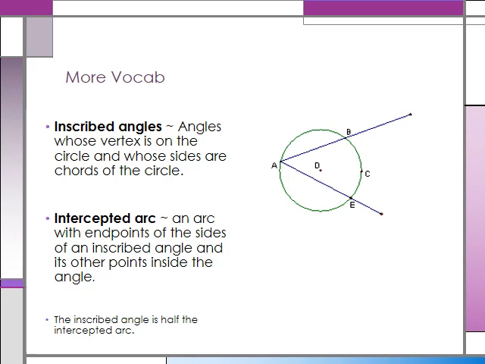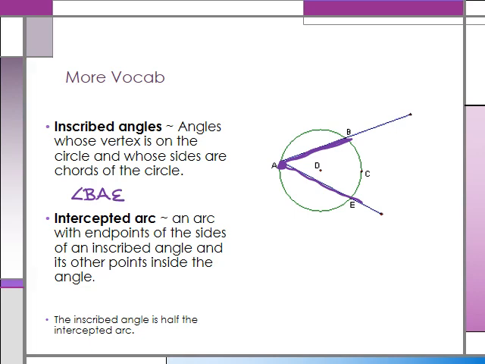So here, my inscribed angle is this angle right here. Its vertex is on the side, and then its sides are chords. So in this case, it's angle BAE.